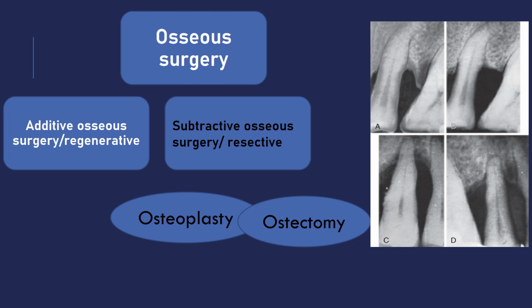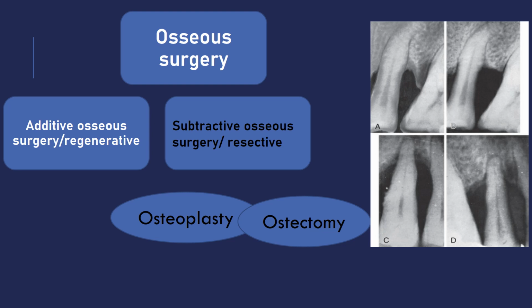osseous surgery is also called resective osseous surgery, which is what we are dealing with today. It is designed to restore the form of pre-existing alveolar bone to the level present at the time of surgery or slightly more apical to its level. So we are just reshaping the bone to a favorable form for periodontal maintenance. This can be of two types: osteoplasty and ostectomy. These are the two procedures.